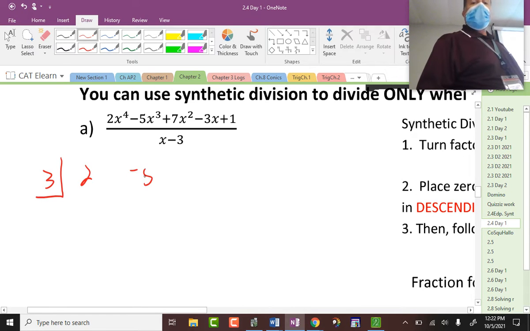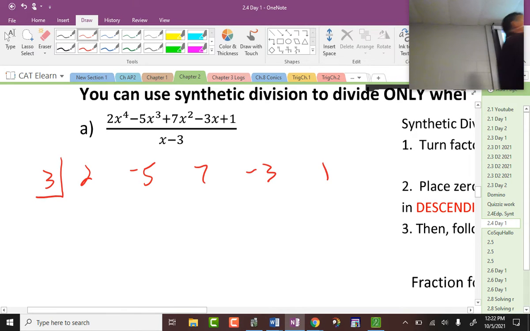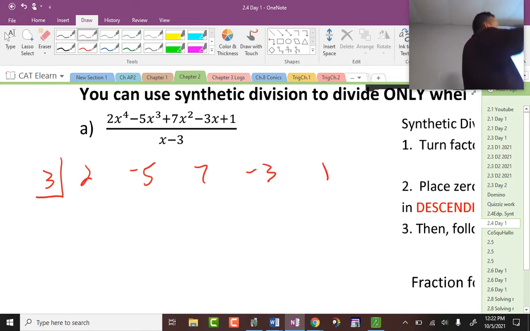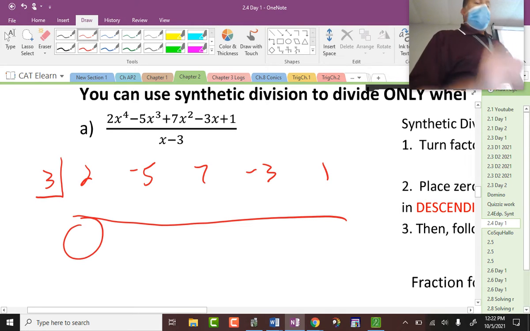This is in nice descending order. Hopefully there were questions where they weren't in descending order. I think I had one yesterday where we had to switch the x to the fourth and the x to the third. But don't just blindly put numbers there. Make sure this is the x to the fourth, x to the third, x squared, x, constant. Okay, Julia, I guess I'm going to bother you two more times. What goes down here? What number goes there?